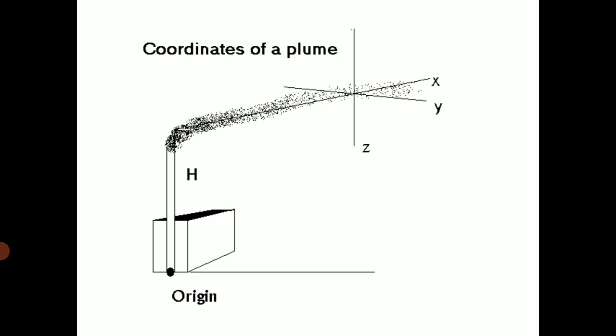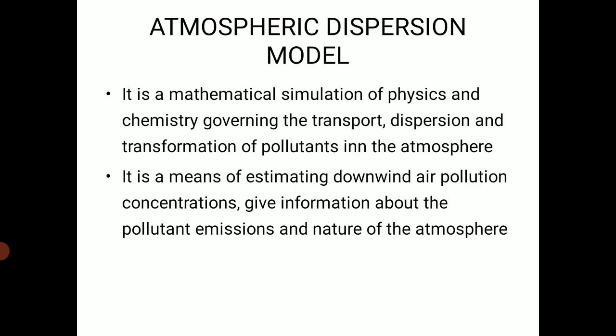Now moving on to the various coordinates of a plume. There are basically three coordinates, x, y and z. Here the x direction is usually considered along the direction of the flow, and z direction is along the vertical, and the other one is the y direction.